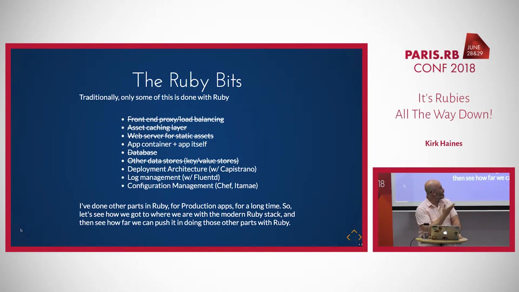I mean, obviously, you're writing your web application itself in Ruby. You may be deploying with Capistrano, which is Ruby software. Some of you may have used FluentD for managing your logs for your entire application. And you may be using Chef or maybe Itamae for your configuration management. But most of those other layers, Ruby never touches them. You know, you use Varnish, you use Nginx, you use HAProxy, you use things like that for those other layers.